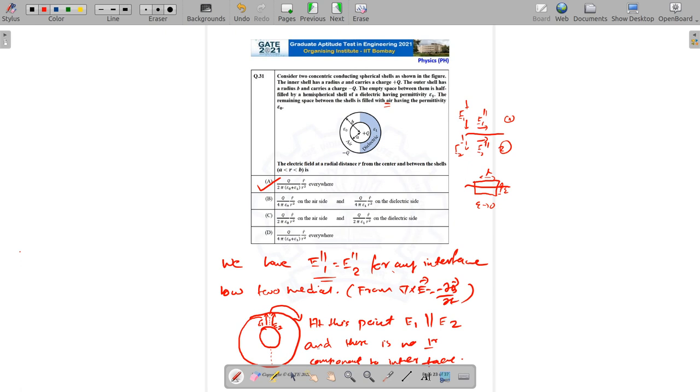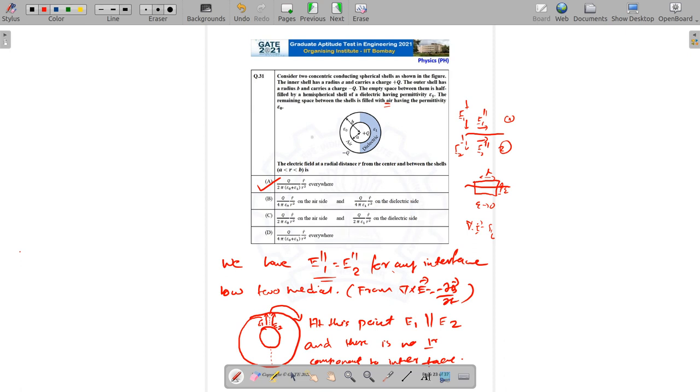electrostatics course. You should also be aware that the perpendicular component will have a discontinuity. Here for the parallel component there is no discontinuity, it is continuous, but the perpendicular component actually has a discontinuity. That comes from the relation del dot E equals rho by epsilon. Anyway, I am not going into those details.